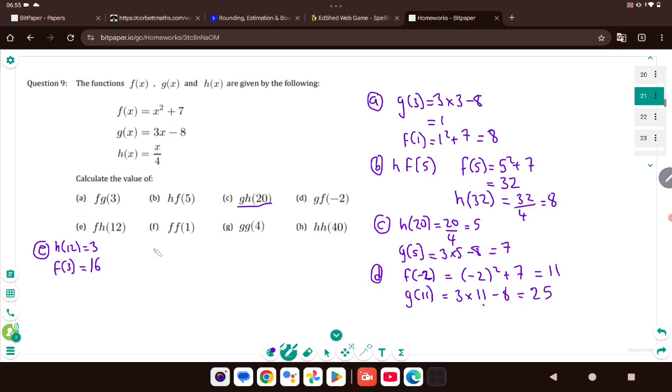F. We want the f of f of 1. Well, the f of 1 is 1 squared plus 7, which is 8. The f of 8, 8 squared plus 7, is 71.